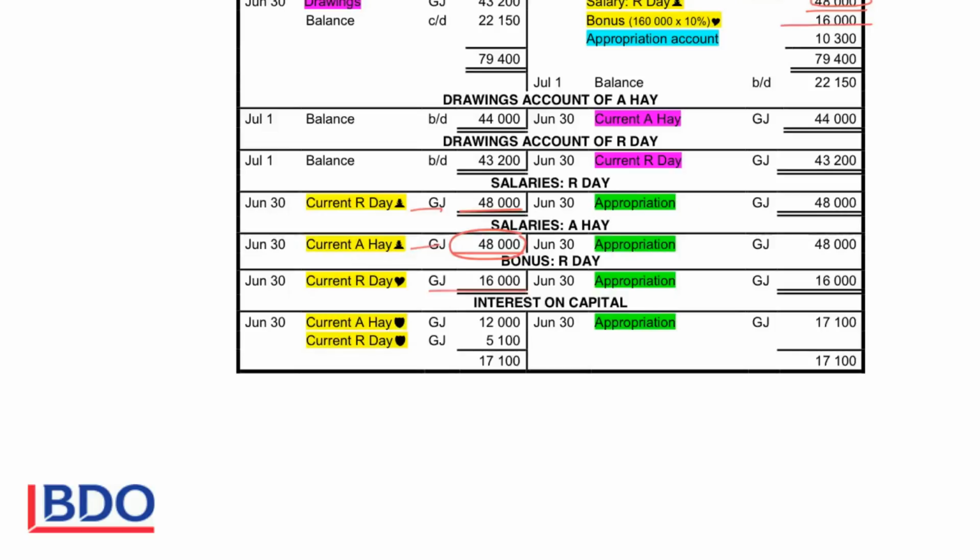Interest on capital will therefore be debited with the 12,000. The current account of Hay was credited, and it will be debited with 5,100, and the current account of Day was credited. So the first step that we completed, we did the adjustment. So in all these accounts, we debited the expenses, and then we credited those figures in the current account.